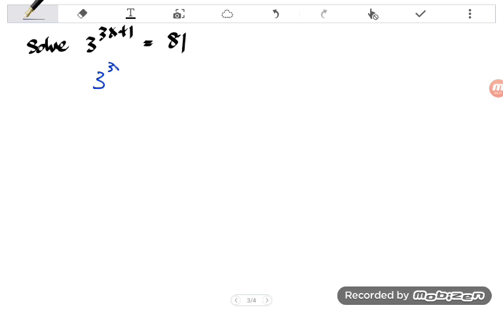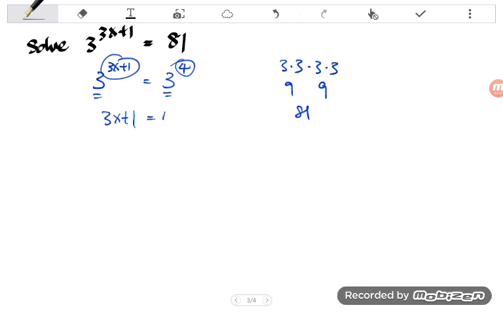On the left hand side, I won't change anything, but the 81, I'll change that to a base of 3. So 3 to the power of something gives us 81. That would be 4, right? 3 to the power of 4. 3 times 3 gives us 9, times 3 times 3 gives us 9 times 9, which is 81. So 3 to the power of 4 gives us 81. Now that the bases are the same, I only have to worry about the exponents. In order for them to be equal, 3x plus 1 must be equal to 4.